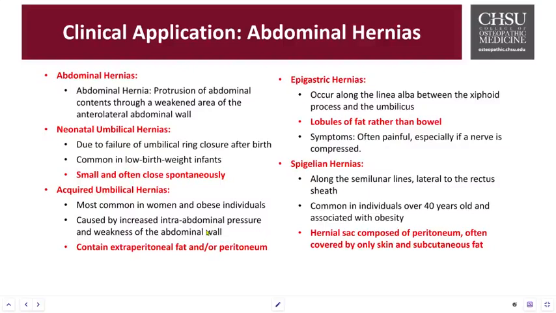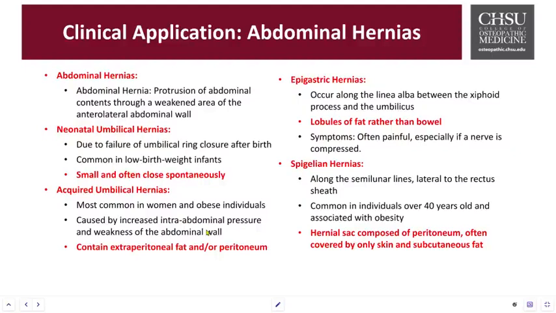There are several types as well. The neonatal umbilical hernia is due to the failure of the umbilical ring to close after birth. Usually very small, and oftentimes it can close. Acquired umbilical hernias are more common in women and obese individuals, generated by increased intra-abdominal pressure, and they can contain extraperitoneal fat and the peritoneum.